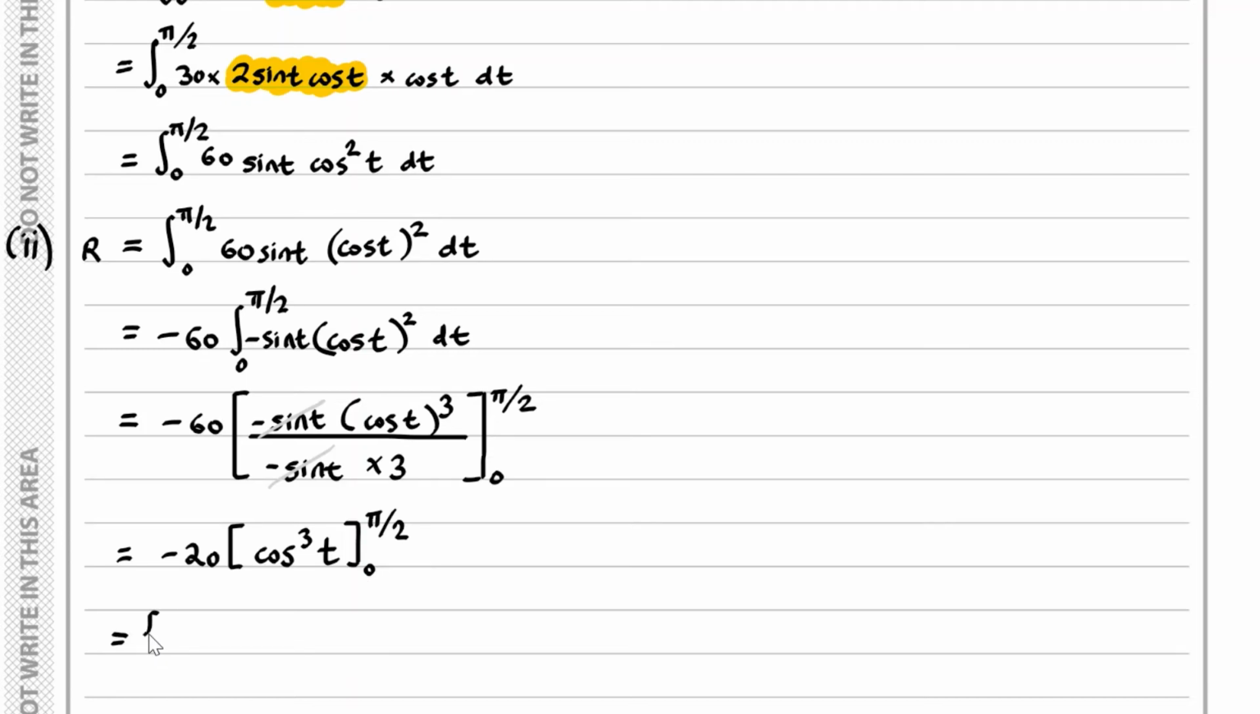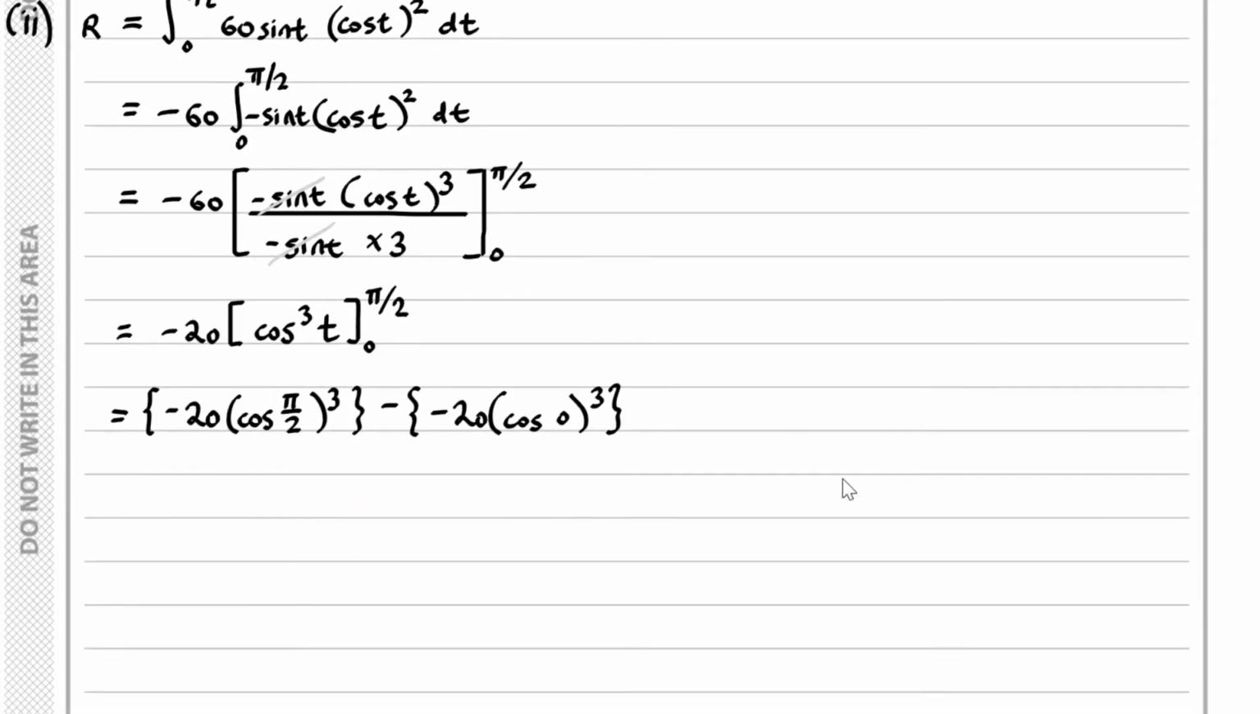So for our upper limit, we have minus 20 times cos of pi over 2 cubed. For our lower limit, we have minus 20 times the cos of 0 cubed. So if we work this out, cos of pi over 2, that's 0. So here we have 0 minus 20. So therefore, the area of R is equal to 20. And that's exactly what we wanted to show. The area of R is equal to 20 square units.